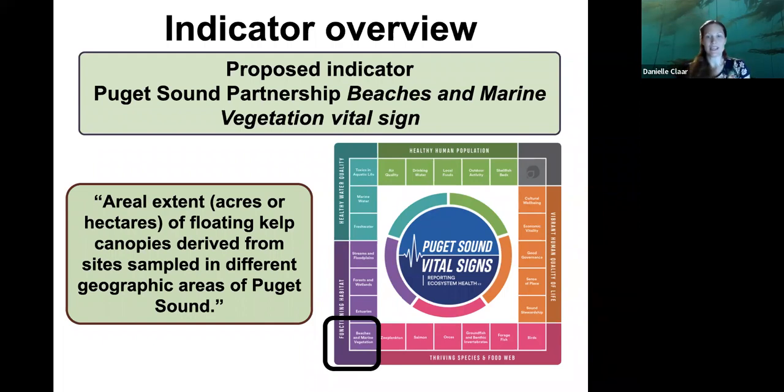So the indicator that we're proposing today is part of the Puget Sound Partnership's Beaches and Marine Vegetation Vital Sign. And this vital sign keeps the pulse on the aerial extent of floating kelp canopies in Washington state, with an eye towards understanding the status, trends, and drivers of kelp abundance.